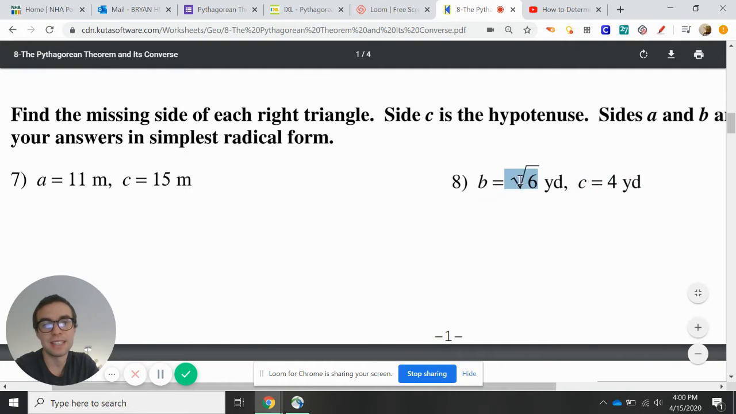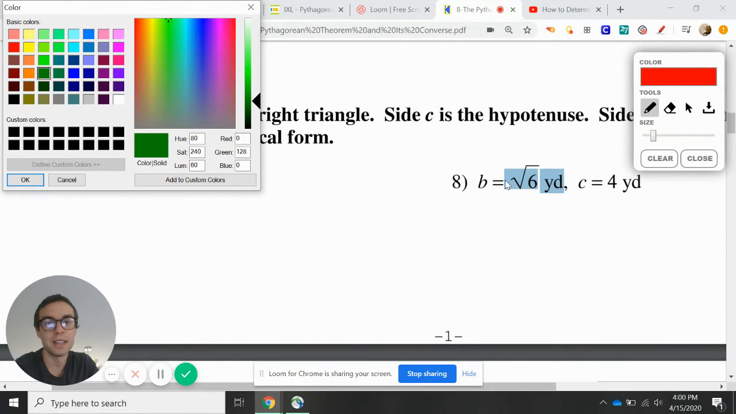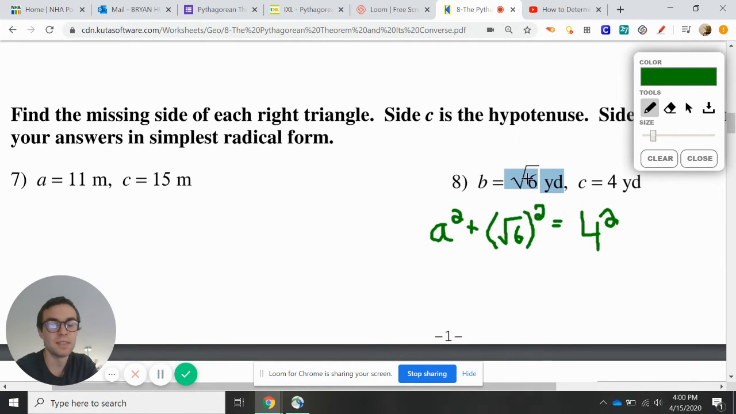Now the only difference here is when I set this one up, let's say I just set number 8 up with you. If I write this out, it'd be a squared, we don't know what a is, plus, and I'm going to put this in parentheses, there's a reason why I do this, the square root of 6 squared, because that's what b is, equals 4 squared. Again, that's a 6 right there.